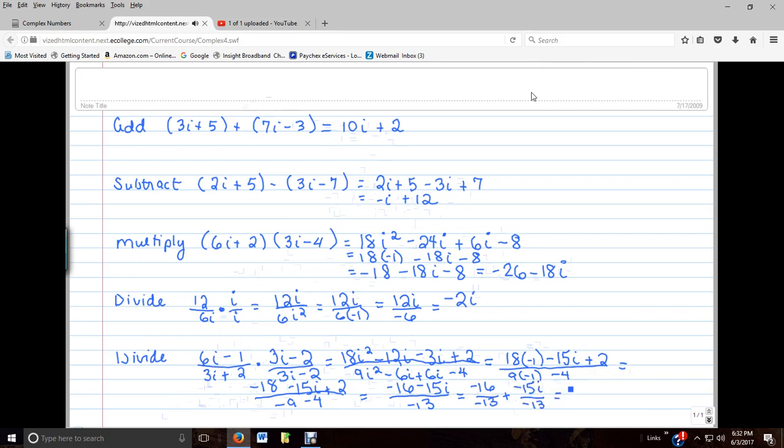And the first one, the negatives cancel to give us a positive. And in the second one, the same thing happens. The negatives cancel to give us a positive. And there's our answer.